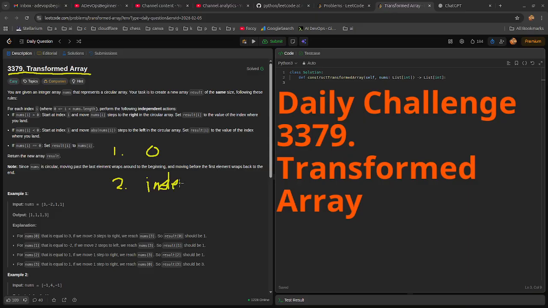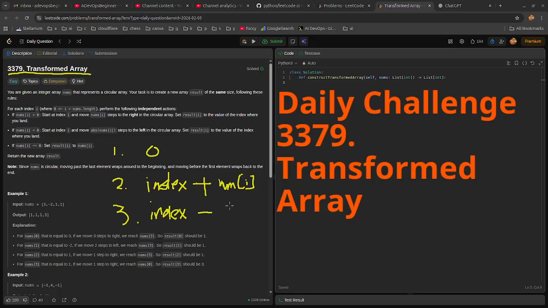If this is a positive number, then we move it right and get the new number. But if it is a negative number, we're gonna move it to the left. It'll be something like this.